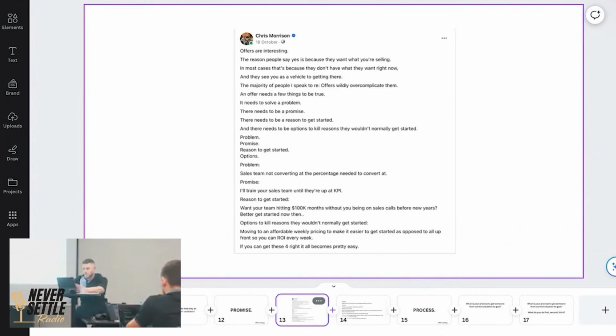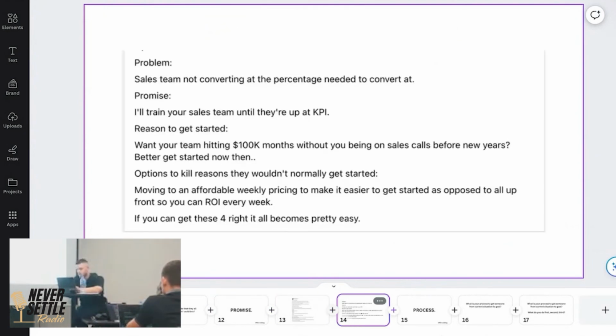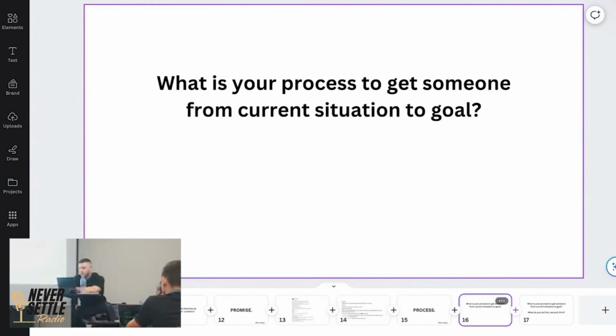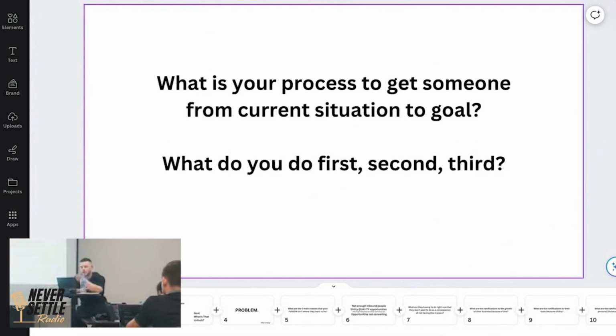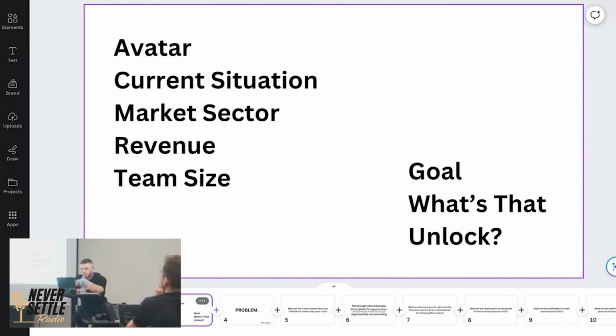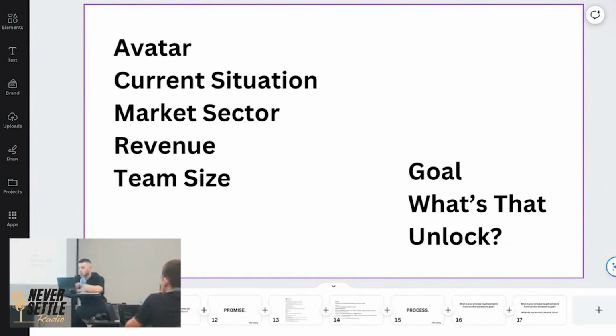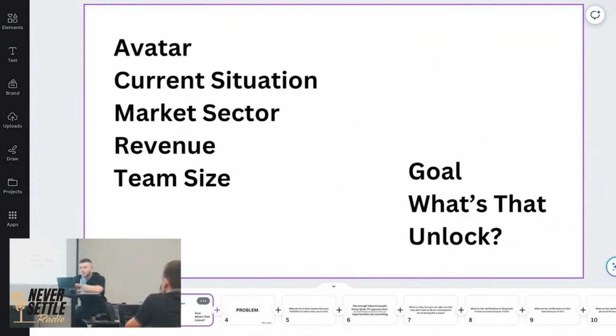I'll show you some examples of promises at the same time too. And then we'll map out the processes that you would normally take to get someone from A to B, i.e., current situation to goal. And then tomorrow we'll go through how to actually market it effectively, what hooks, what angles, what type of lead magnets, what scripts, how to create the scripts, all that sort of stuff as well. So again, you guys are sitting here wondering how it works. Did that give you a little bit more insight? Oh, cool, I'm going to get what I want out of this now.